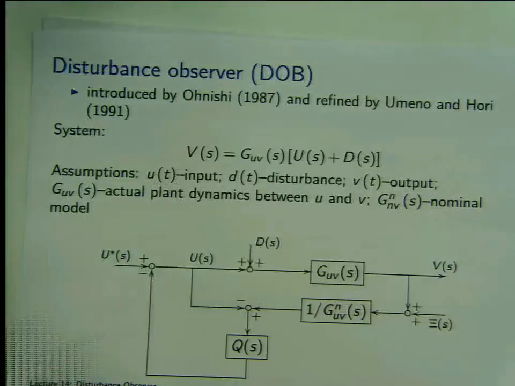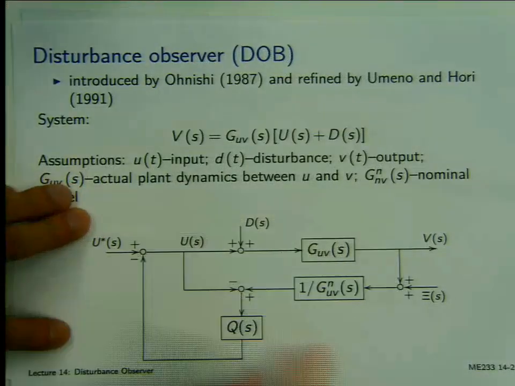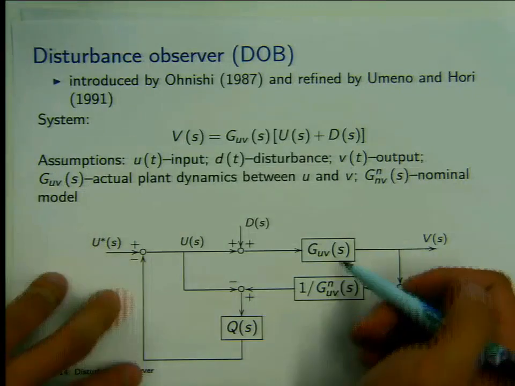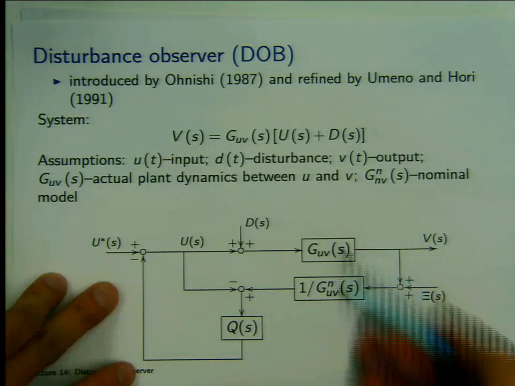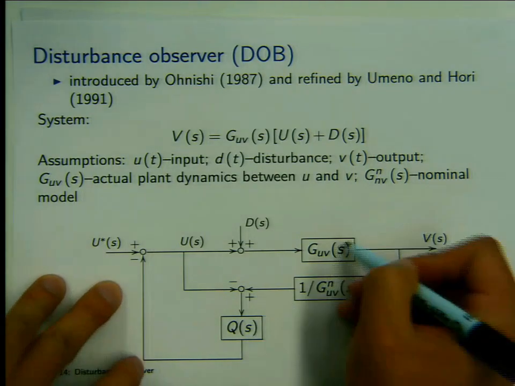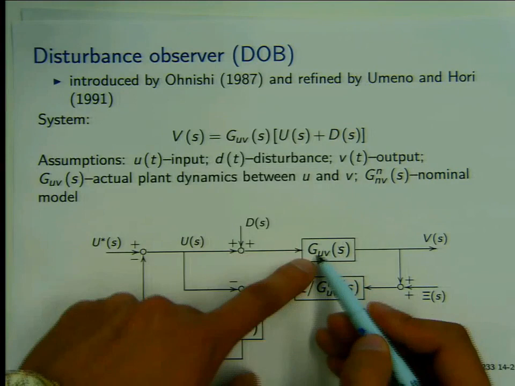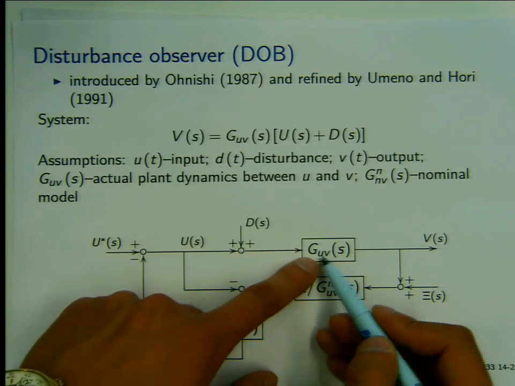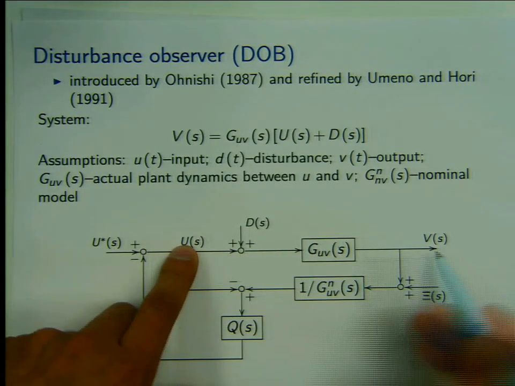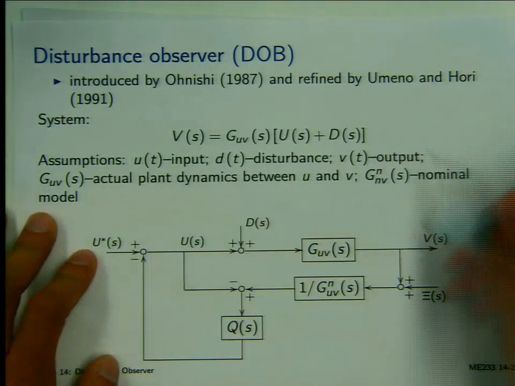So let me show you a robust control example with this picture here. The basic picture looks like this. Inside we have basically three main components. The first component, my notation is going to be G sub UV, is the dynamics between U and V.